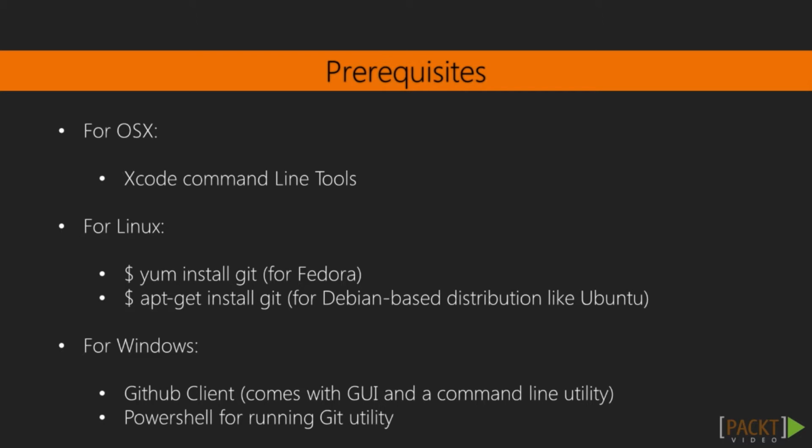For Windows users, the GitHub client for Windows is available on the web and comes with both a GUI and a command line utility. I also recommend downloading PowerShell and running the Git utility from there, as this will match the command line environment we're using much more closely than the DOS shell.